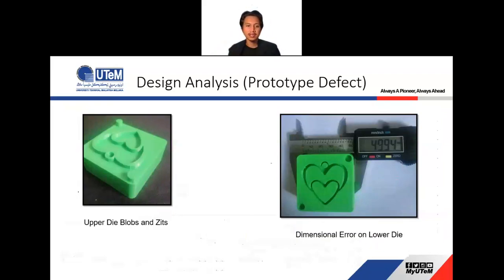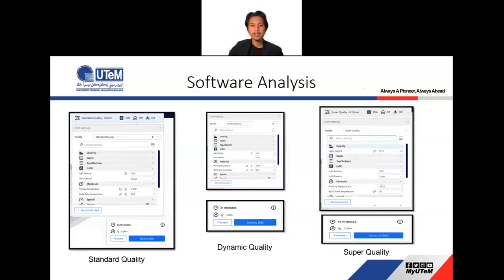Okay, next, this is also another type of defect, which is the blobs and zits on the upper die, and also some dimensional error on the lower die. So for the software analysis, we can compare that the left one is the parameter setup for the standard quality, the middle one is the dynamic quality, and the third one is the super quality.